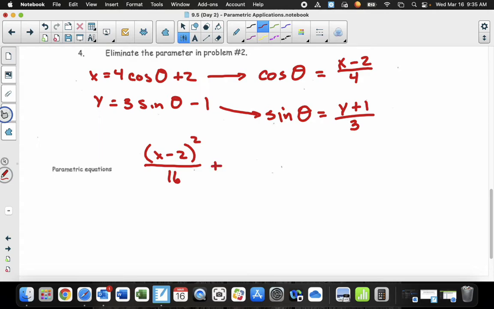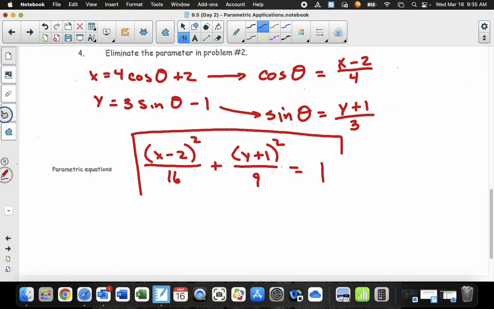Plus, so that's cosine squared. And we got to have sine squared. So I square what sine equals, meaning the quantity (y plus 1) squared over 9. And we said sine squared plus cosine squared equals 1. What is this the equation of? That's an ellipse. Both terms are positive, which makes it an ellipse versus a hyperbola.